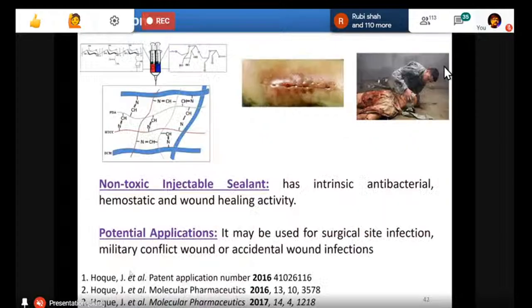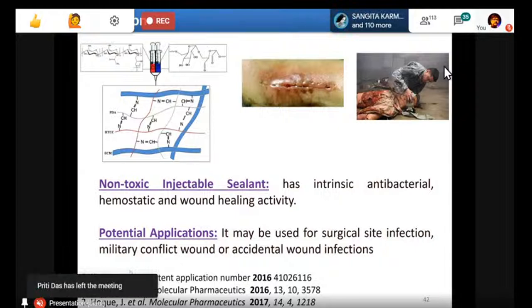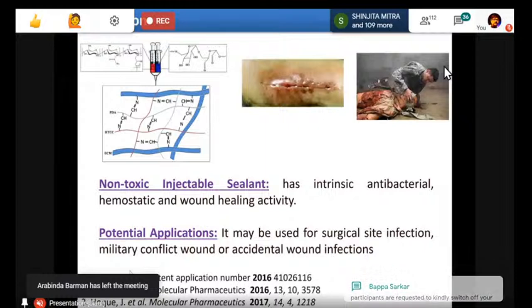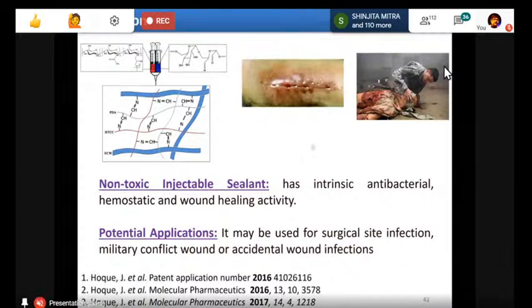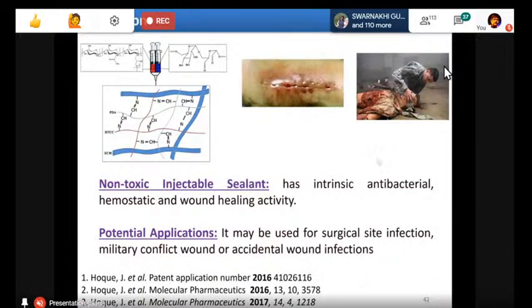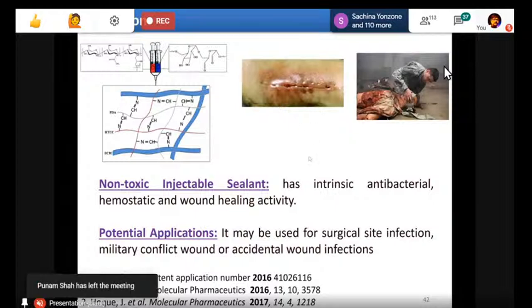So finally, I come to the conclusion of this section: we have an intrinsically antimicrobial, hemostatic, and wound healing material, and we believe this could be used for surgical site infection and even in military conflict areas where we need to stop the bleeding immediately. So that's what we believe for this material. We have filed a patent application for this, and now we're talking to the DRDO to make it a military project, where it can be used in formulations for the prevention of any infection or promoting wound healing when we have a deep cut or injury.